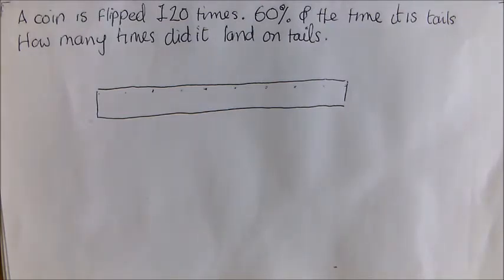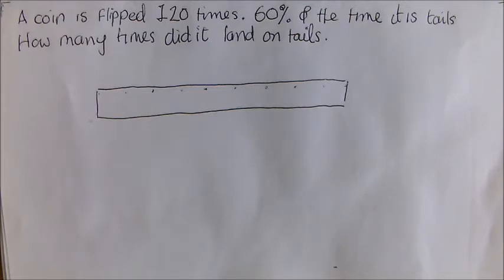This bar is going to be used to solve the problem that is given above. So you've got a coin, it's flipped 120 times, 60% of the time it is tails. How many times did it land on tails?